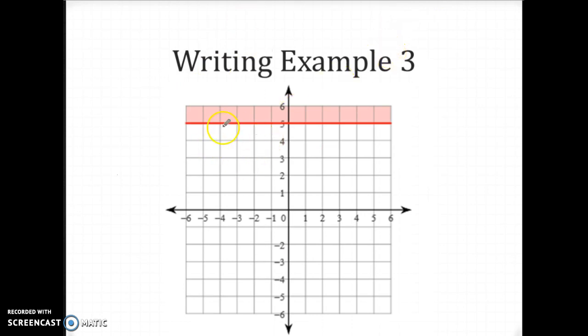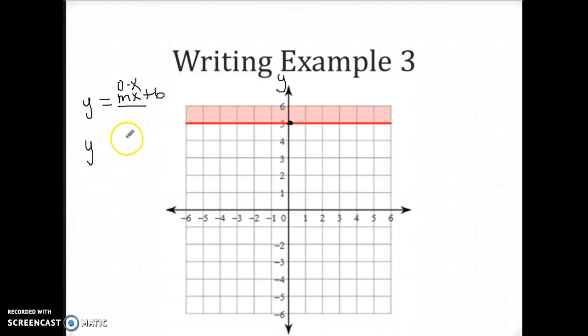One final inequality. Notice this one is a horizontal line going through our y-axis. So I know it's going to look like an equation y equals something. All horizontal lines have a slope of 0, so I won't have anything times x, because if it's mx plus b and my slope is 0, 0 times any number is going to be 0. So we have to figure out where it's crossing our y-axis. It's at 5.